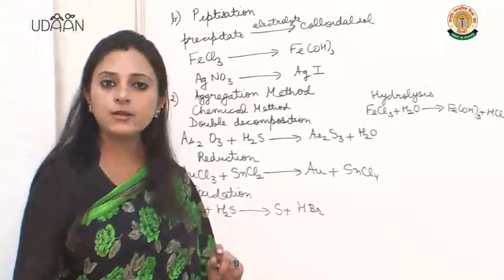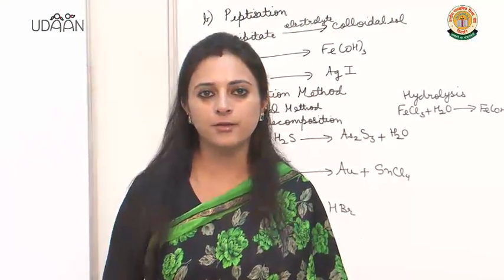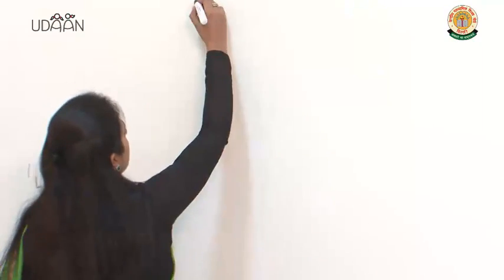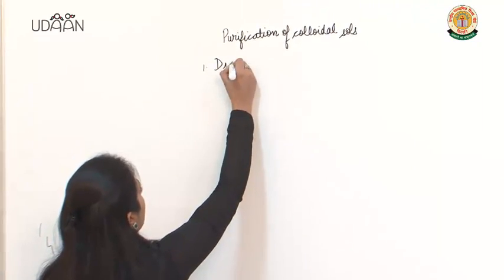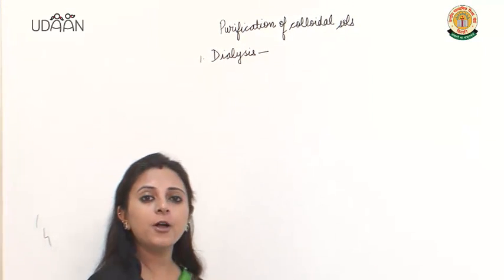Now we will discuss the methods of purification of colloidal sols. Now we will discuss some methods how to purify the colloidal sols. First method is dialysis. Now what does dialysis involve? It involves the separation of particles of colloids from crystalloids by passing them through a parchment membrane.